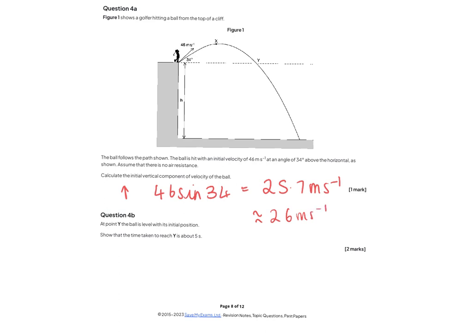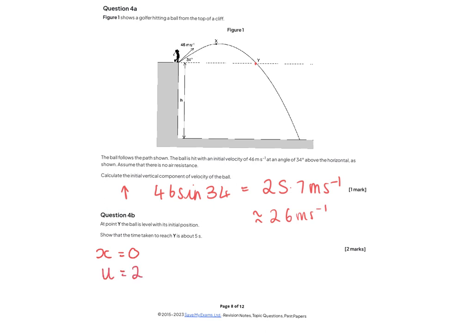And at point Y, the ball is level with its initial position. Show that the time taken to reach Y is about 5 seconds. So we're going to use our SUVAT equations. x equals 0, displacement equals 0. That is because we are talking about the vertical components here. And at Y and at the start point, they are the exact same height. There is no displacement from the height at which it started.